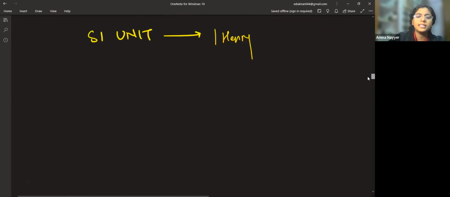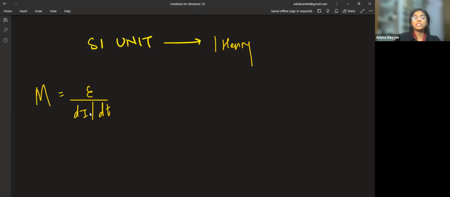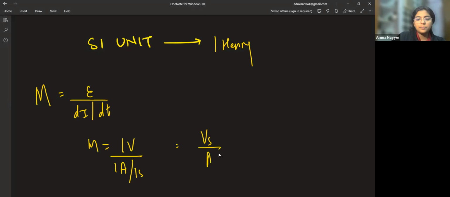All right. And one more thing. If you're saying SI unit is Henry, you should know that mutual induction is EMF over dI over dt. This you should be aware of. So when you're defining 1 Henry, you should write 1 volt per 1 ampere per second. So volt second per ampere is equal to 1 Henry. You should be able to define what is 1 Henry.